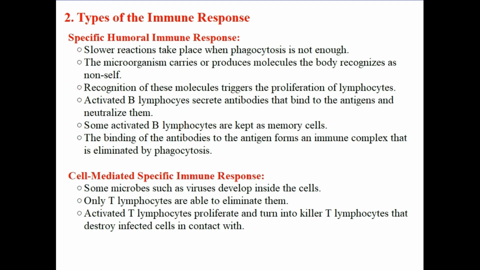Some activated B lymphocytes are kept as memory cells. The binding of the antibodies to the antigen forms an immune complex that is eliminated by phagocytosis. Second category is the cell-mediated specific immune response. Some microbes, such as viruses, develop inside the cells. Only T lymphocytes are able to eliminate them. Activated T lymphocytes proliferate and then turn into killer T lymphocytes that destroy infected cells in contact with them.